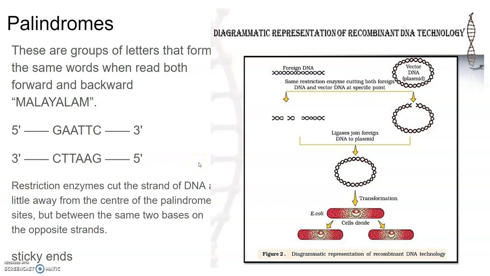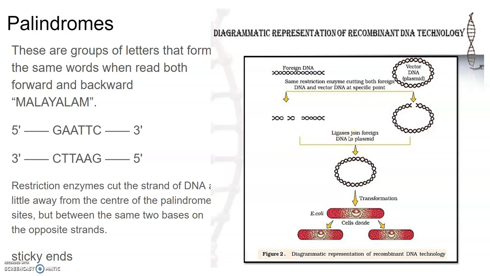Restriction enzymes cut the strands of DNA a little away from the center of the palindrome, but between the same two bases on the opposite strand. This leaves single stranded portions at the ends, overhanging stretches called sticky ends, as we have seen in the previous figure. They are named so because they form hydrogen bonds with their complementary cut DNA counterparts, and this stickiness at the ends facilitates the action of the enzyme ligase.